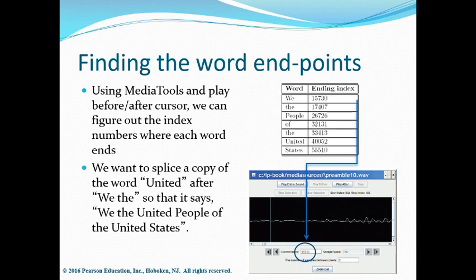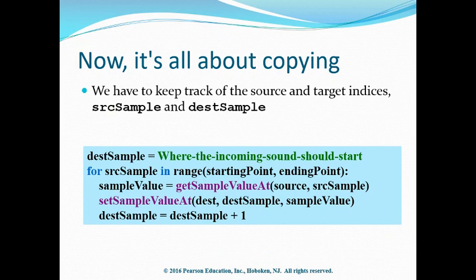So, based on going through the media tools, playing with that, and looking at each, we can get the index itself by playing it and going through it. So then we can actually make this similar table where it says, we, the people of the United States, and we can see the index at each location. Right. Now it's all about copying.